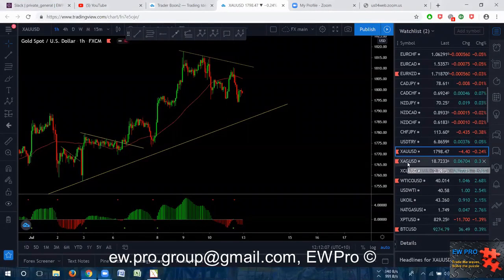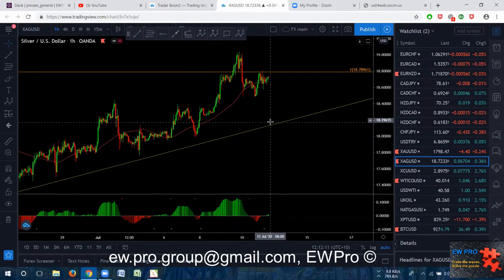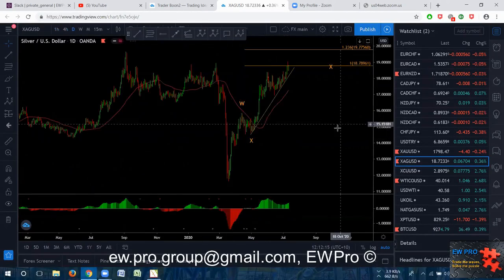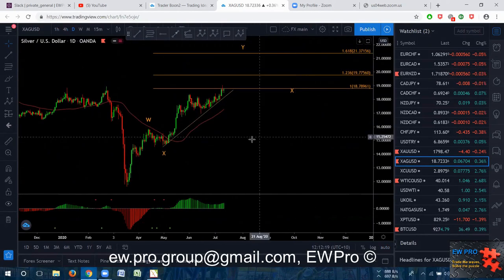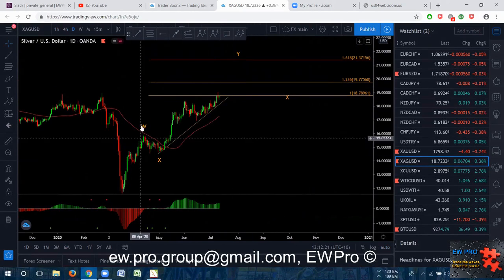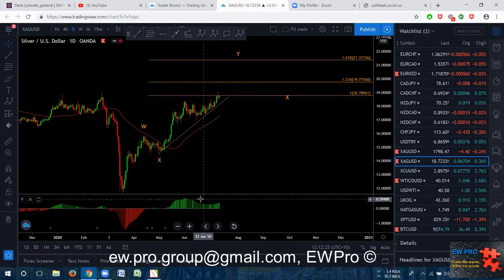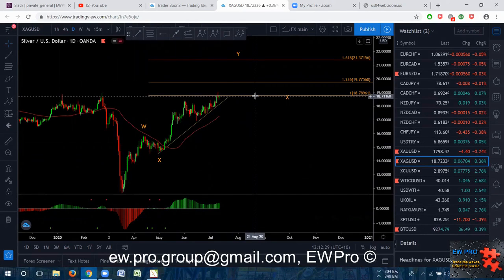I'll go on to silver. I'll do silver this week for you. This one's looking a lot nicer. If you look on the daily, we're in a wave Y up, pretty much the same as NU. We got this WX. We're in the wave Y. We're getting bearish internal divergence here. So we're at the 100 fib.